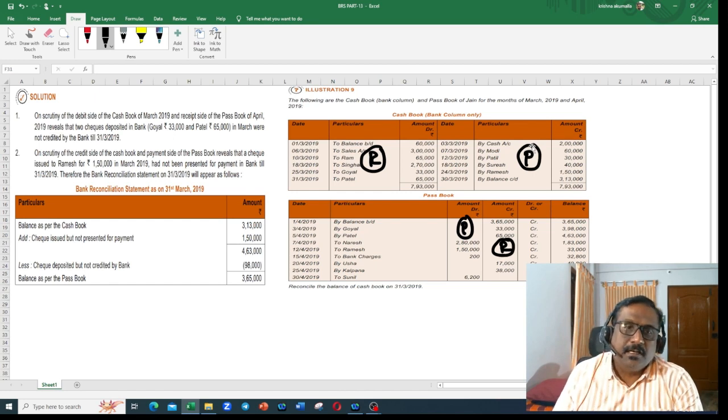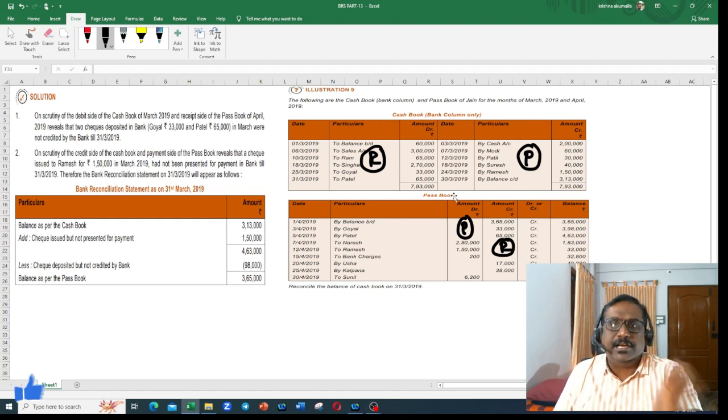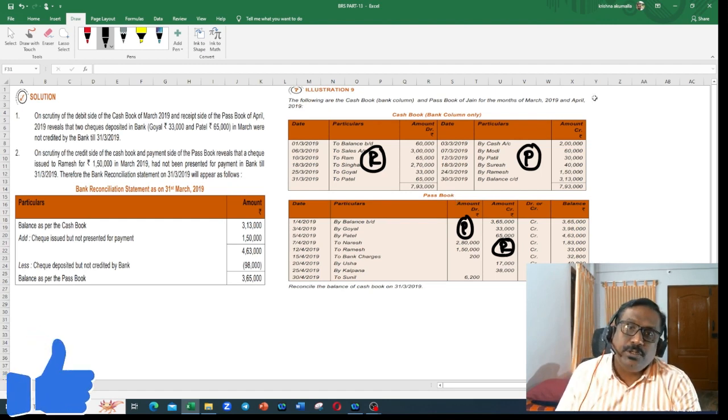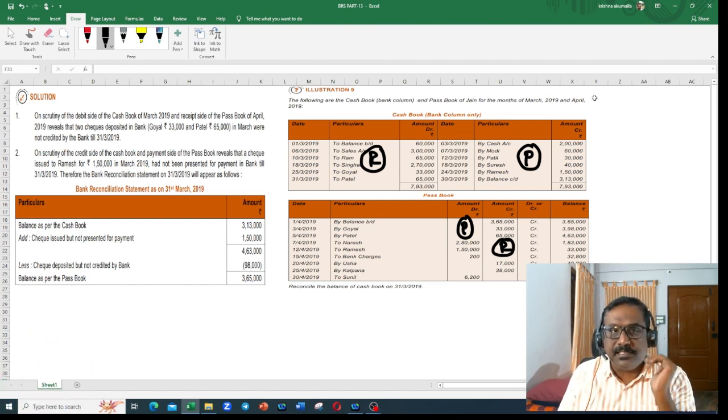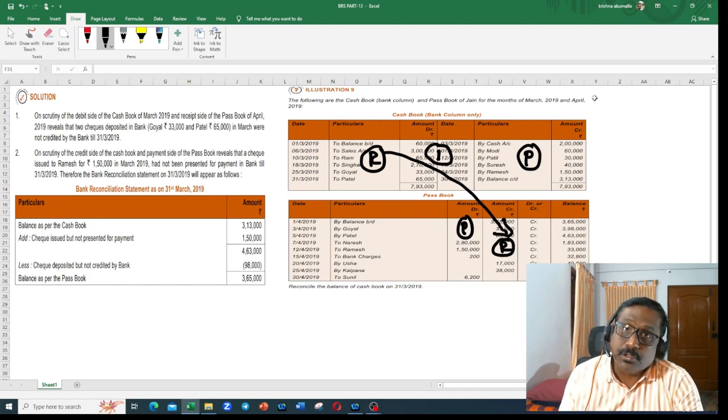In general, if cash book and passbook are given for the same month, how do we perform? First, let us understand that and then we get into this problem. What do we do generally whenever cash book and passbook are given for the same month? First step, cash book receipts to be compared with passbook receipts. This is the first step. Note down this.